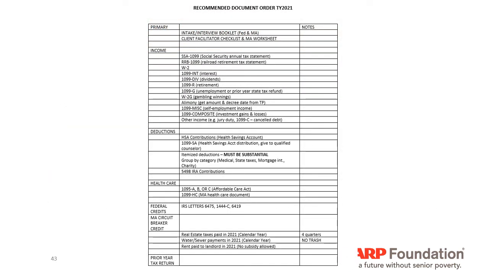Here's a job aid that we use in Marshfield. A lot of our client facilitators have been a little concerned about how they should organize the documents for the current tax year. So this is called Recommended Document Order Tax Year 2021. It's a suggested order of things, putting the intake and interview booklet on top, then the client facilitator checklist, which is also another job aid. These things are not anything that the AARP has developed. These are things that we've developed in Marshfield and we use for Marshfield.